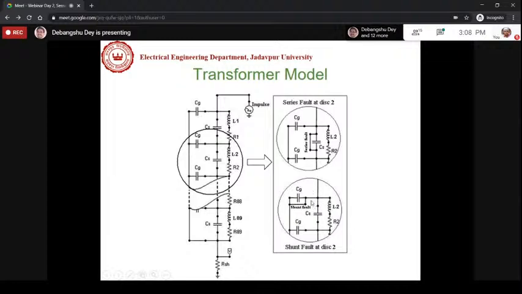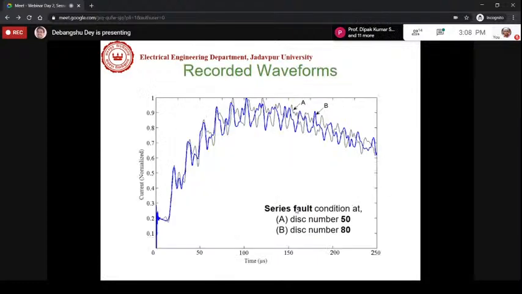The other case is if the winding is directly connected to the ground, or the body or the tank, then we call it a shunt fault. We have created all of these kinds of faults in our model, and we recorded the data.